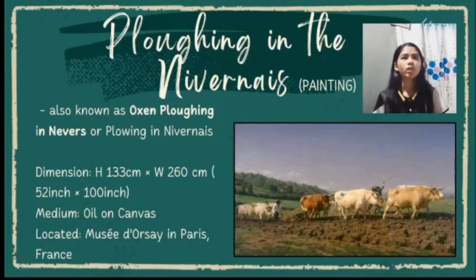And this artwork rendered a team of oxen as majestic creatures and won first prize at the French Salon that year. So the dimension of this painting is 133 centimeter or 52 inch in height and 260 centimeter or 100 inch in width. The medium of this painting is oil on canvas.